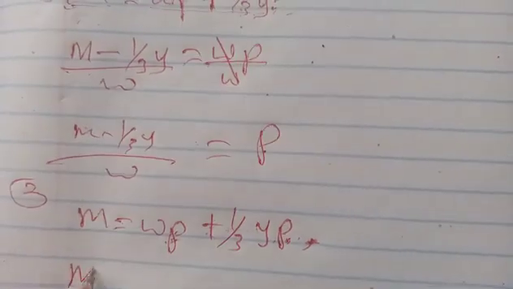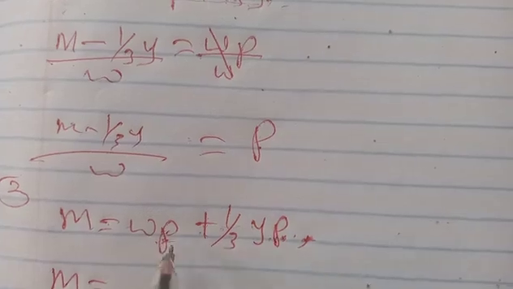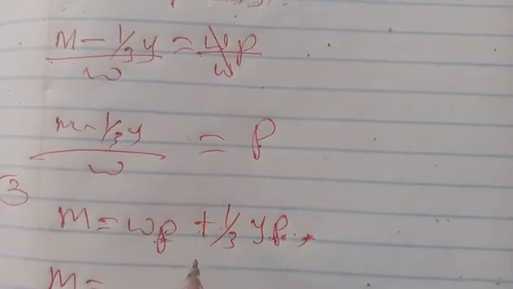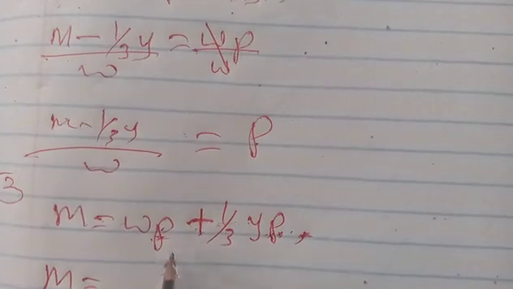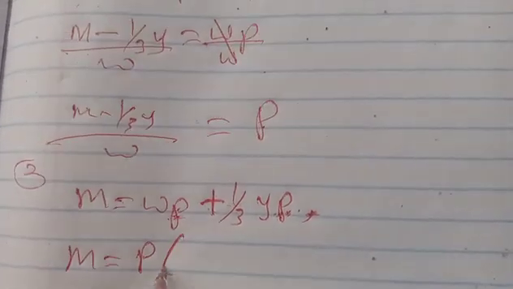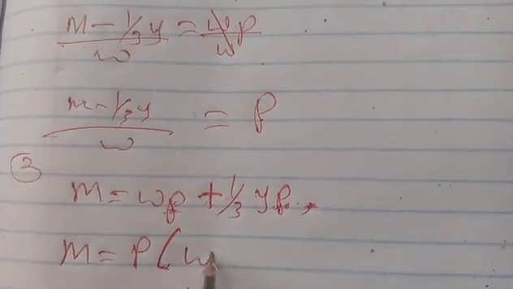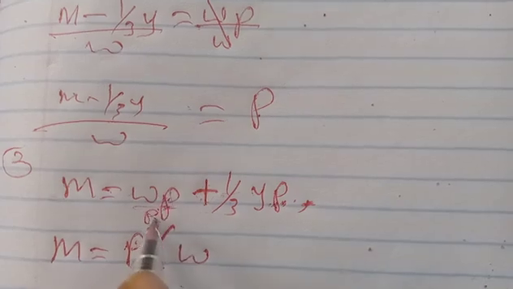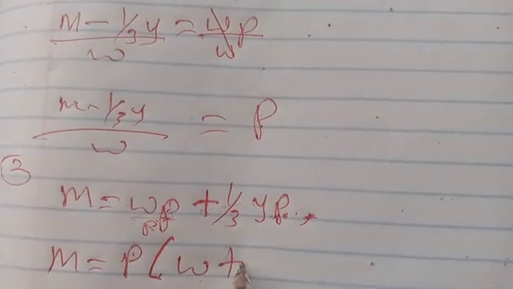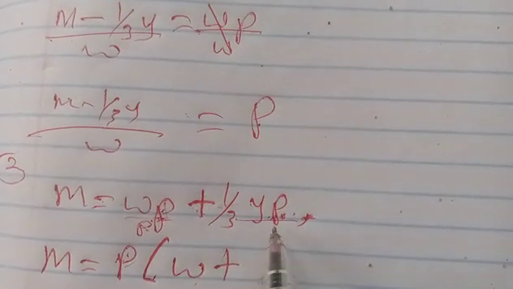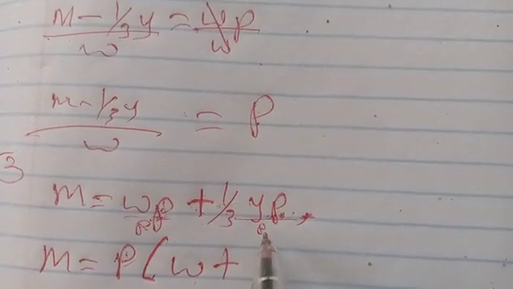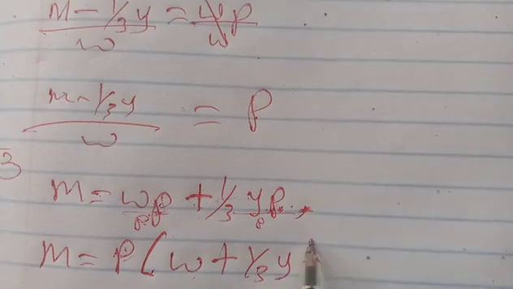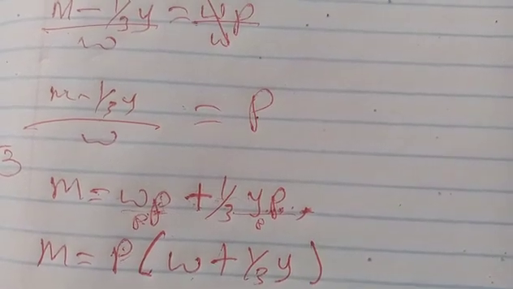Now I would just say M equals, since I have them in two places separated by plus, I will factorize. So I will bring out the common thing, which is P. Then I'll put in brackets W, because if I divide this P by this one, this P will cancel and W will remain. Plus, if I also divide this P by the value here, this P will go away, and 1 over 3y will remain. You can see now. So I factorized.